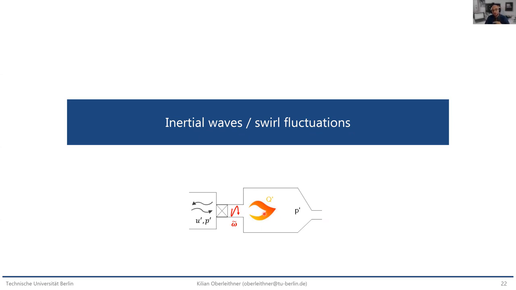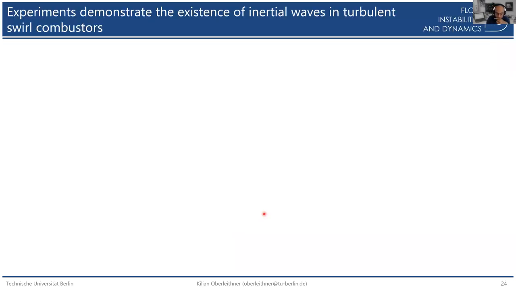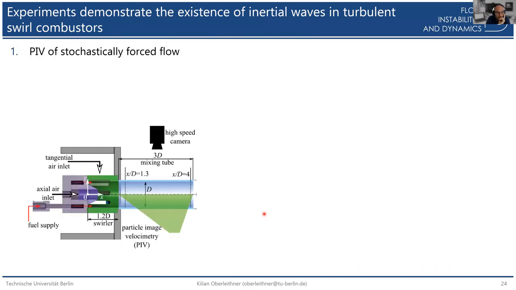But first, we need to know whether these swirl fluctuations are actually associated with inertial waves, because this is an idea that just arose maybe 2 years ago, and we were trying now to see if this is actually the case for fully turbulent flow. So what we did first was an experiment to demonstrate the existence of inertial waves in turbulent swirl combustors.